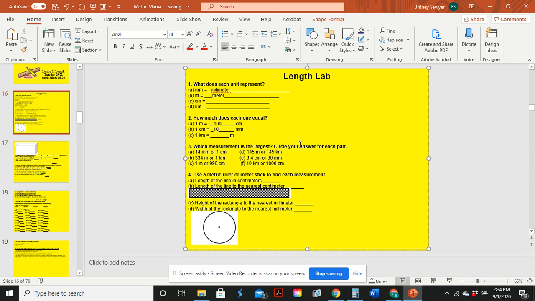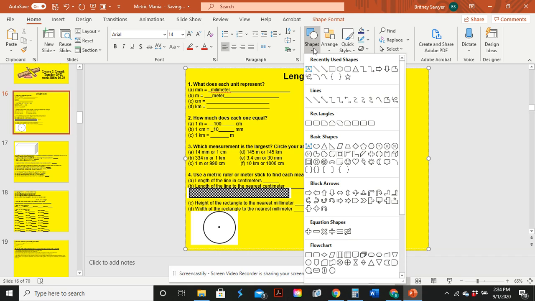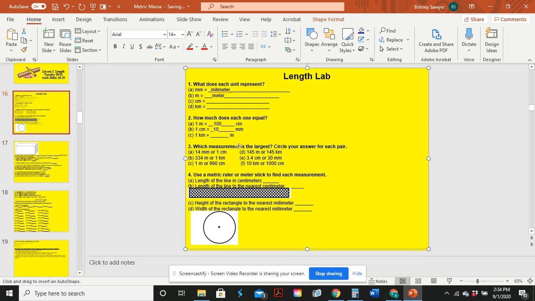Which measurement is the largest? Circle your answer for each pair, or you can highlight it if the shapes do not work for you. To pull up your shapes, you're going to hit the plus tab. You're going to scroll down and you're going to click on shapes. In this case, you're going to use either the square or something else.